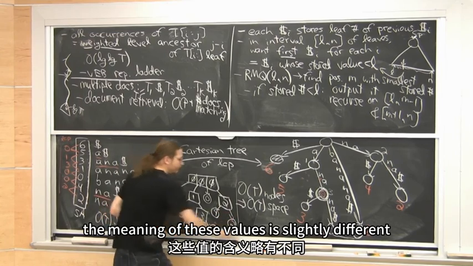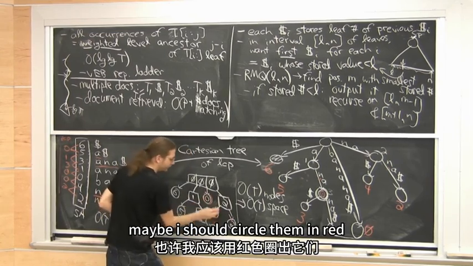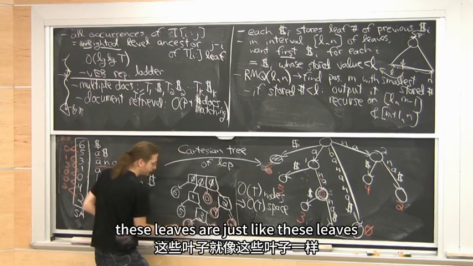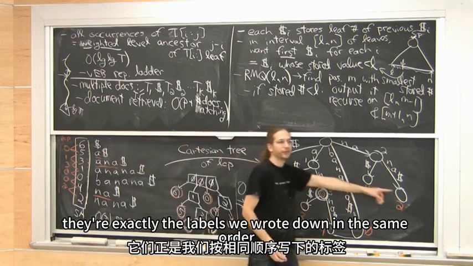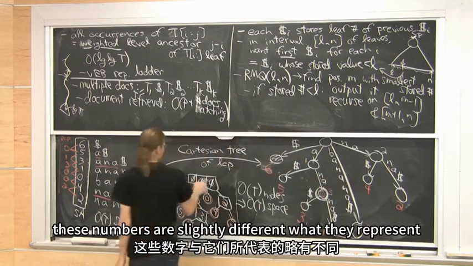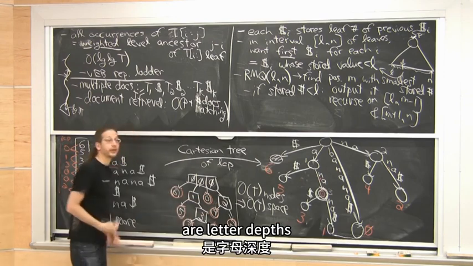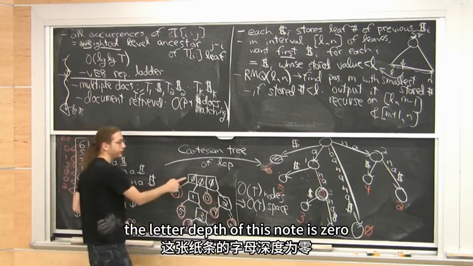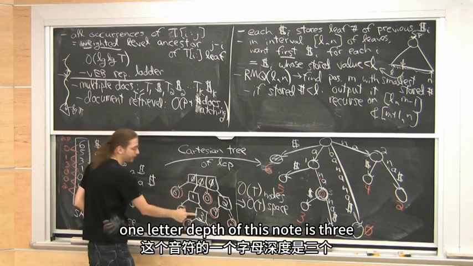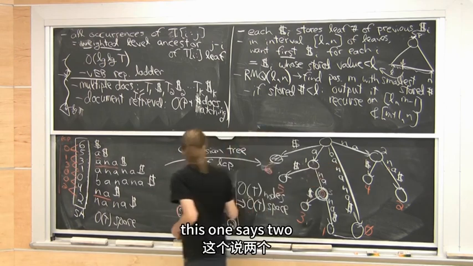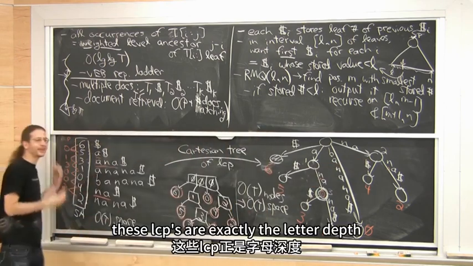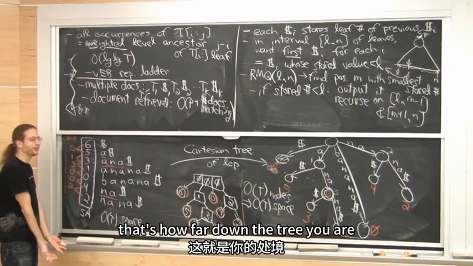Now the meaning of these values is slightly different. Maybe I should circle them in red. These leaves are just like these leaves. They're exactly the labels we wrote down in the same order. These numbers are slightly different. What they represent are letter depths. The letter depth of this node is 0. Letter depth of this node is 1. Letter depth of this node is 3. That's what I wrote here. 1, 3, 2. This one says 2. These LCPs are exactly the letter depth. That's how far down the tree you are.